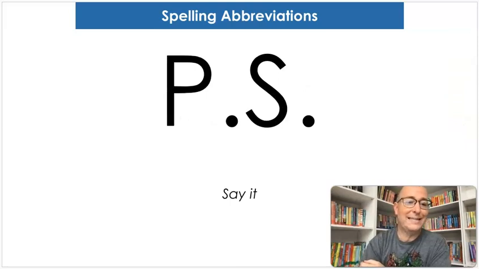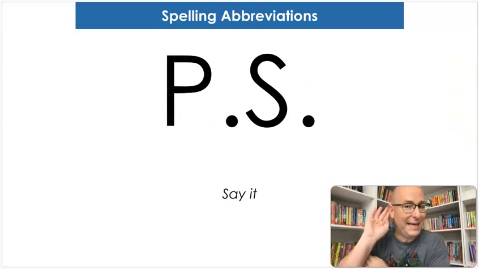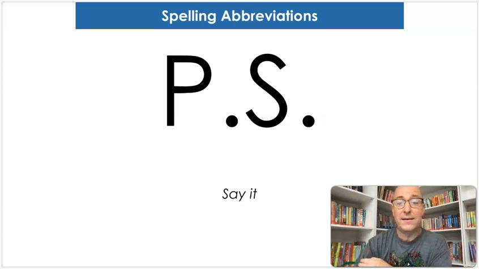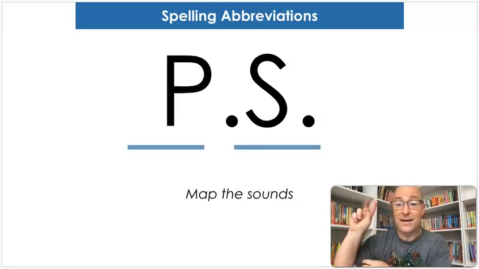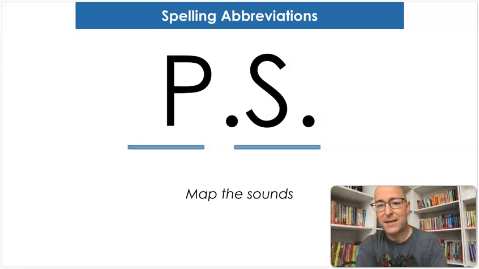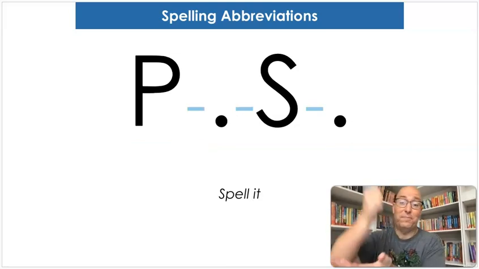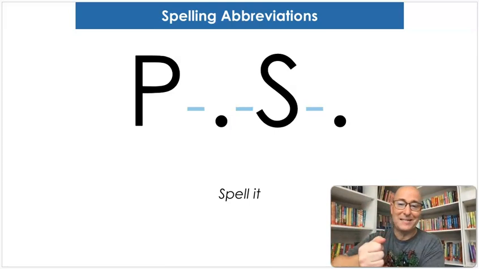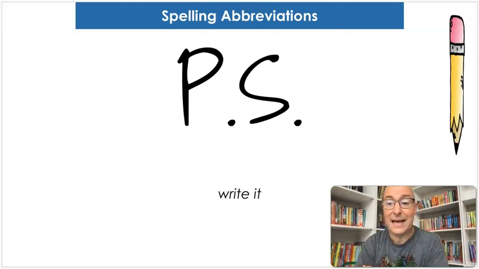Our next word is PS. Say PS. Map the sounds. Actually, it would be just the letter names. P, S. And that means postscript for a little extra information, because you usually add it to a letter or a note after you've written it. Spell it. Capital P, period, capital S, period, P-S. And write it. Capital P, period, capital S, period.